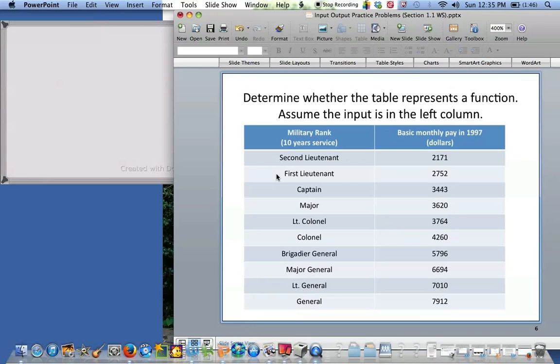Okay. Now this one is a table that represents your military rank and then your base pay in 1997. So every input, there's no repeats here in your inputs. They're all independent. So that means there can't be two different amounts that a captain makes because we only have one input of a captain. So this is also represented by a function.